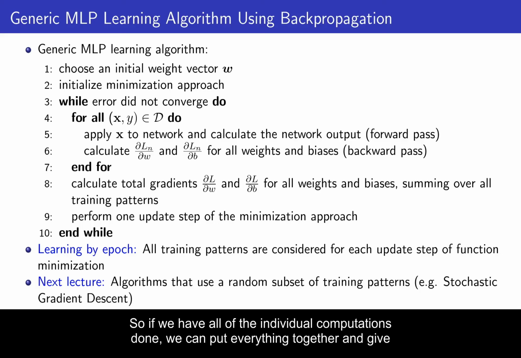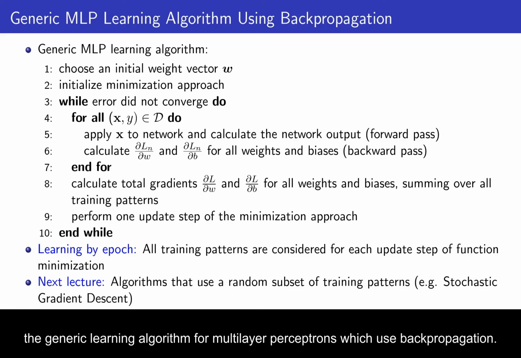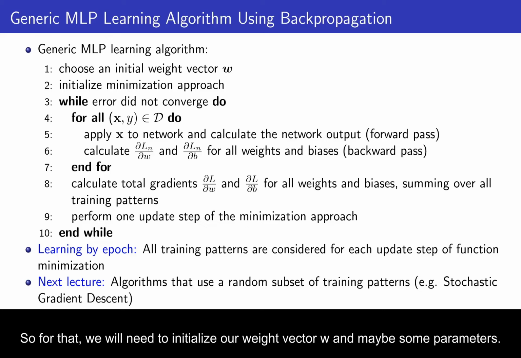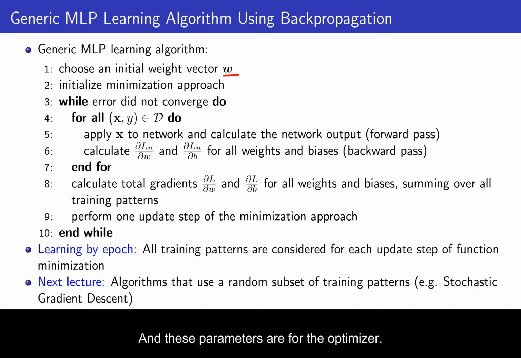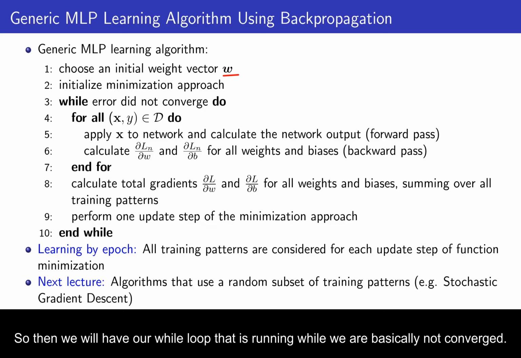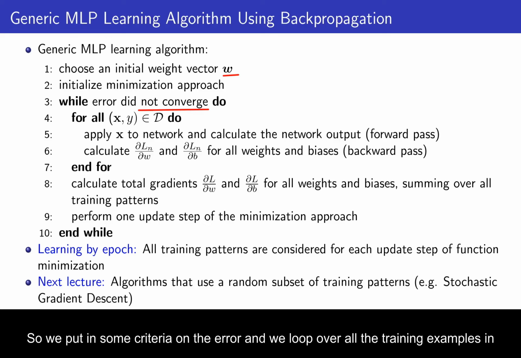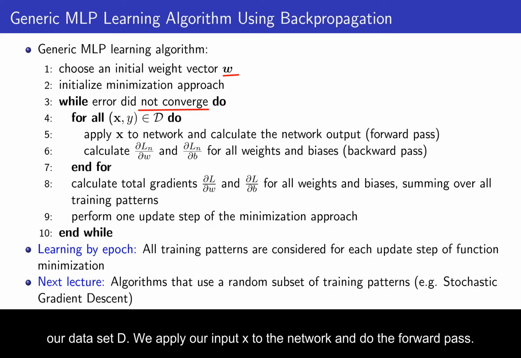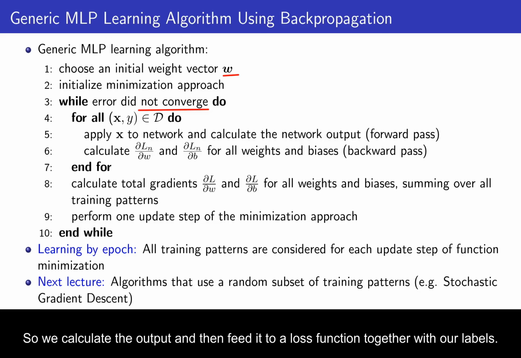So if we have all of the individual computations done, we can put everything together and give the generic learning algorithm for multi-layer perceptrons which use backpropagation. For that, we will need to initialize our weight vector W and maybe some parameters, and these parameters are for the optimizer. Then we will have our while loop that is running while we are not converged. So we put in some criteria on the error and we loop over all the training examples in our data set D. We apply our input X to the network and do the forward pass. So we calculate the output and then feed it to our loss function together with our labels.